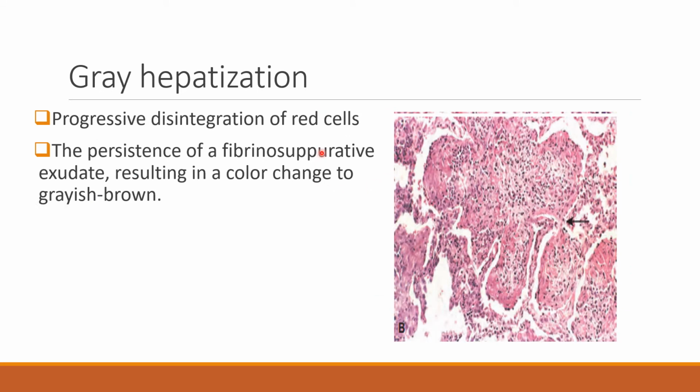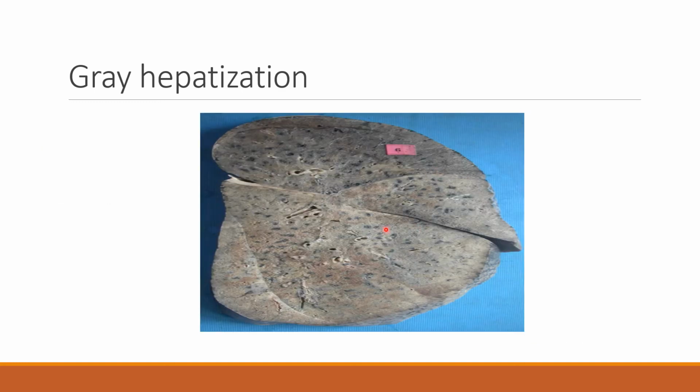Then gray hepatization. Here there is a disintegration of the red cells and only the presence of fibrinosuppurative exudates. So that results in the color change from red to grayish brown. And microscopically you see only the inflammatory cells and fibrin production. And this color change from red to gray is why it is known as the gray hepatization.